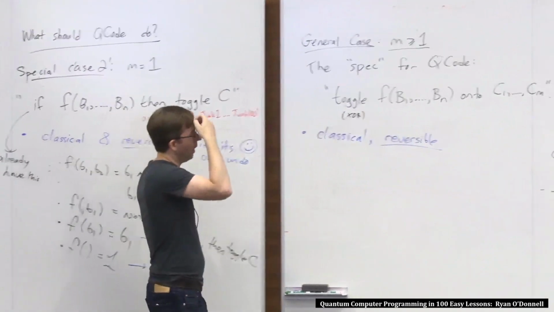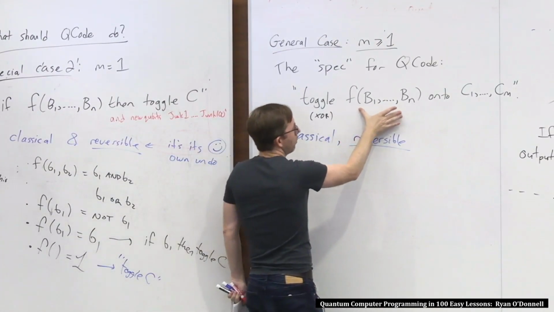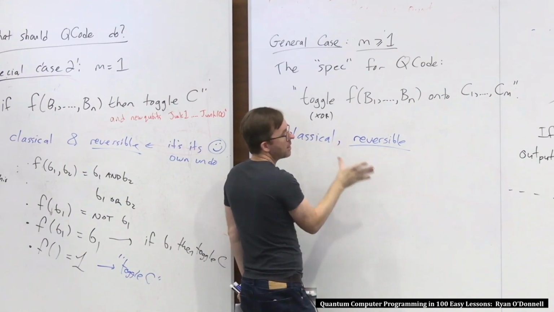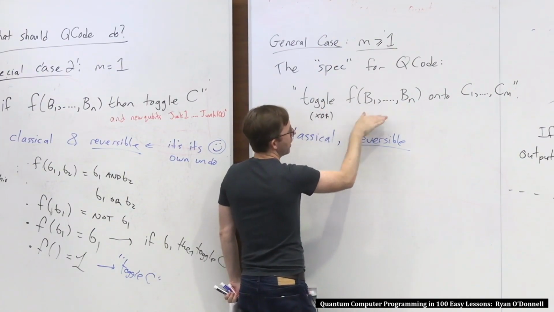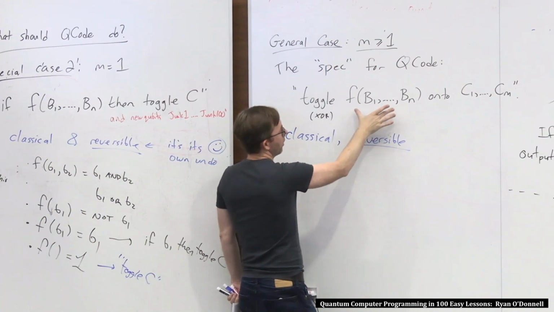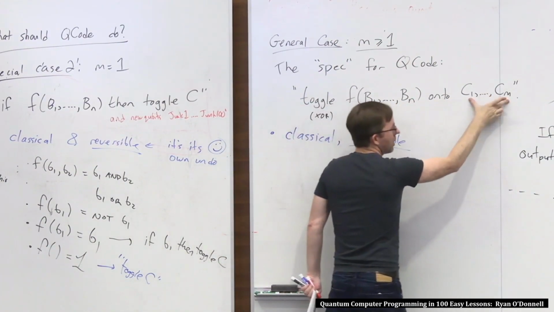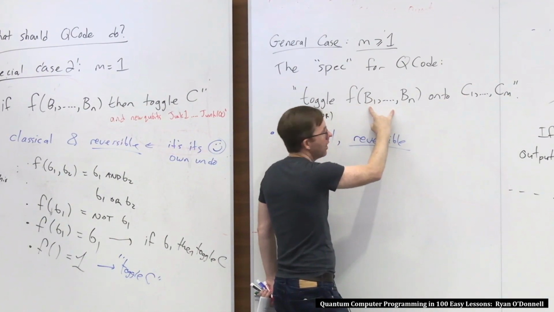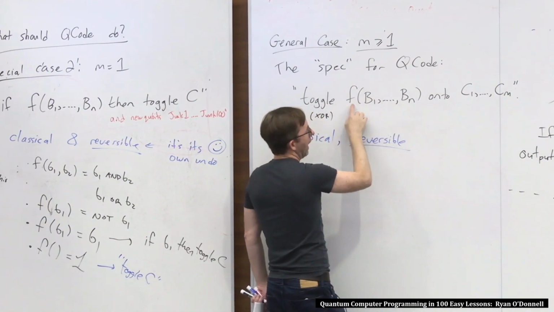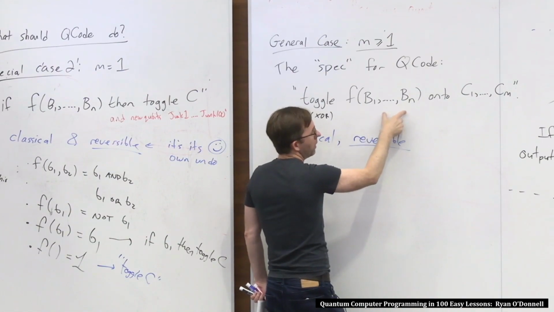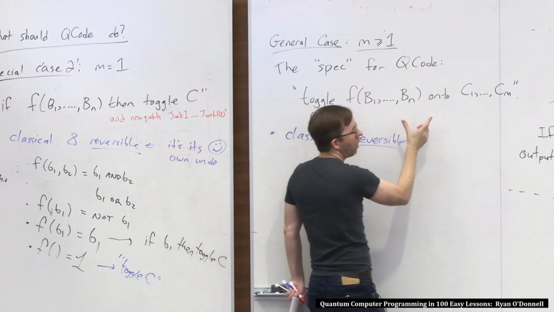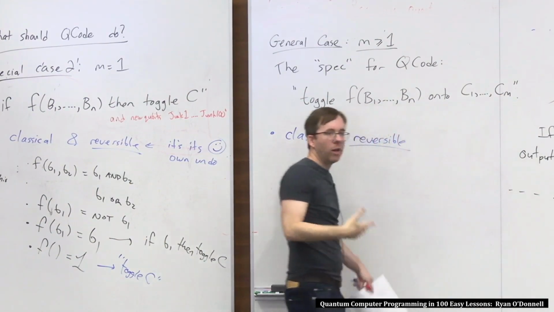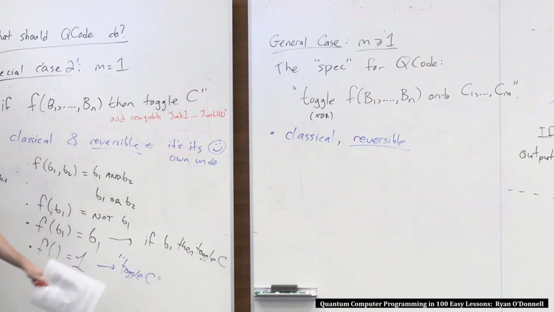It doesn't matter what the output string is here. If you do this twice in a row, it's not only reversible, it's its own reverse. It's its own undo. If you do this twice in a row, it cancels out, because whatever this output string is, you toggle it onto the C bits, but the B's don't change. So if you do this instruction a second time, the B's are still the same, f of B1 through Bn is the same m-bit string. So you effectively toggle this one m-bit string onto these bits twice. And we know toggling twice, or XORing twice, cancels out.